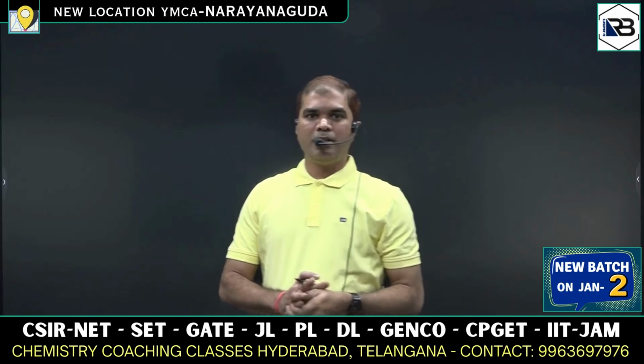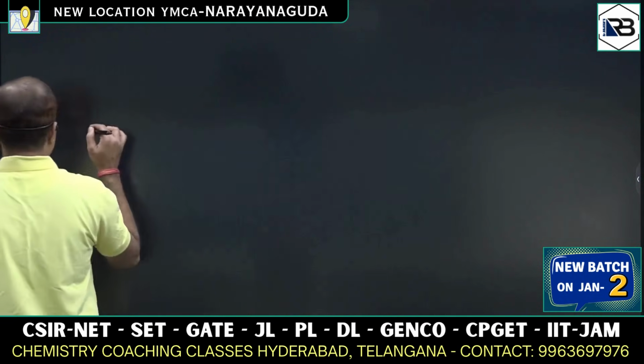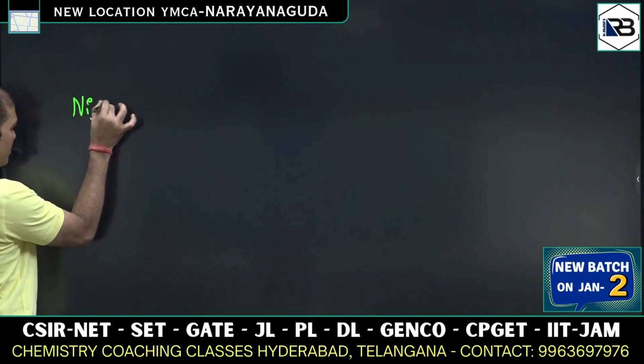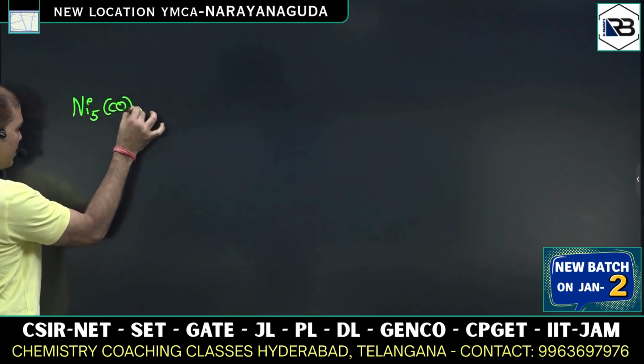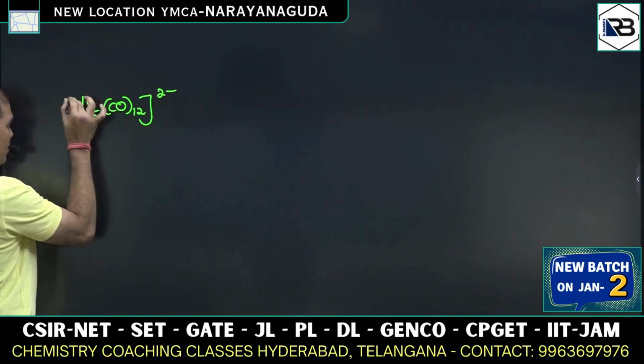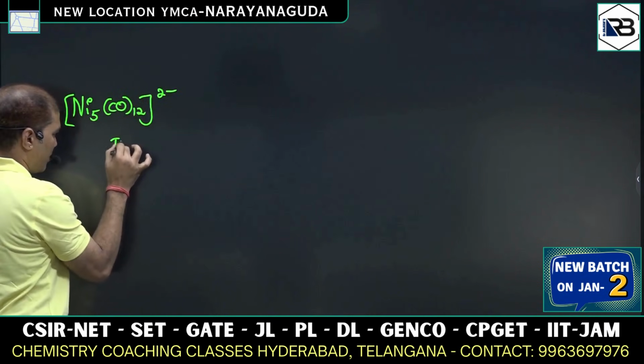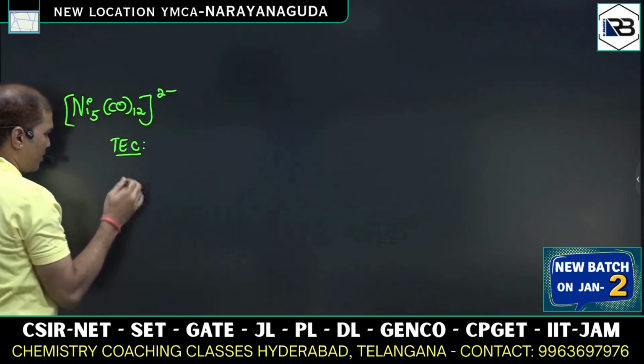Today's question is, what is the PSEPT structure of Ni5(CO)12 2-? So first, let us look at the structure. To get the structure, we need the skeletal electron pairs. So we have to calculate the skeletal electron pairs. And to calculate skeletal electron pairs, we have to calculate the total electron count.